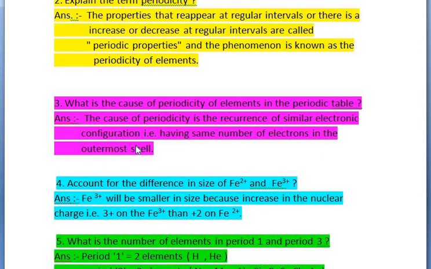The same thing happens with the periodic table elements. When they are placed in a similar group, it means they have similar chemical properties. Either their designs or their structures are different, but they have similar properties.